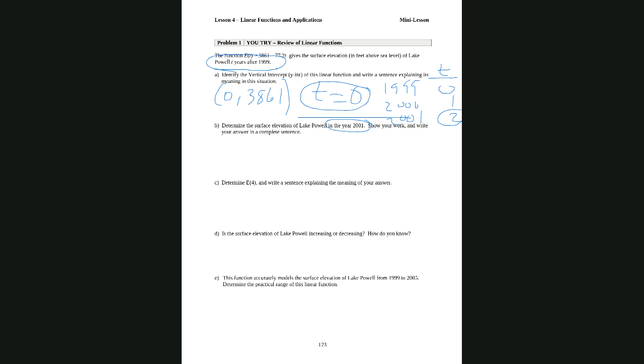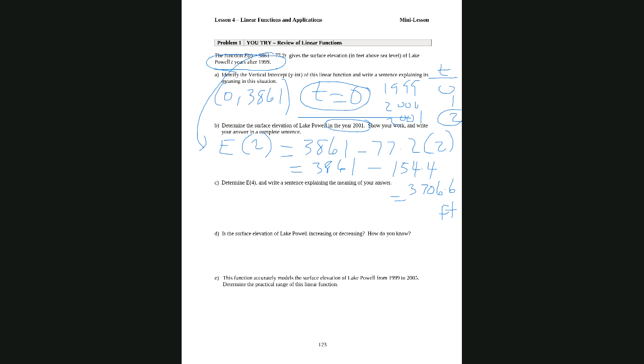So this allows me to do E of T, where T is 2. I'm picking the function from here. When T is 2, what happens? We have 3861 minus 77.2 times 2. From the calculator, 77.2 times 2 is 154.4. What does that give us? 3706.6 feet.